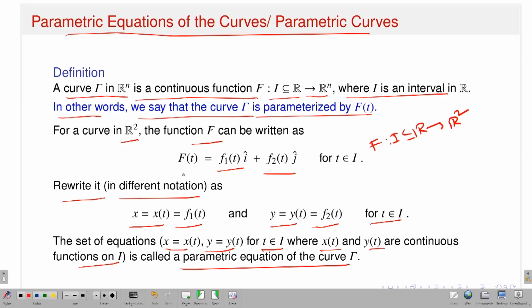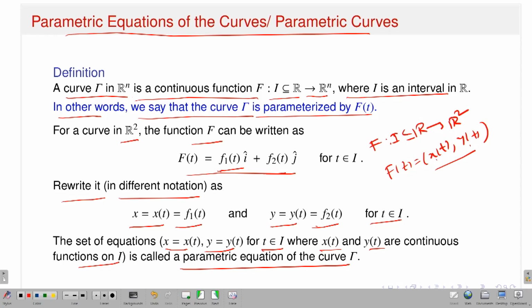So I have written F = f1(t) i cap + f2(t) j cap, right? Now in terms of Cartesian representation, this will have a representation F(t) = (x(t), y(t)). And in this case, what is my x(t)? x(t) is f1(t), y(t) is f2(t).